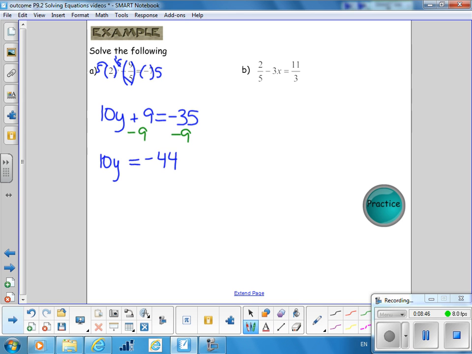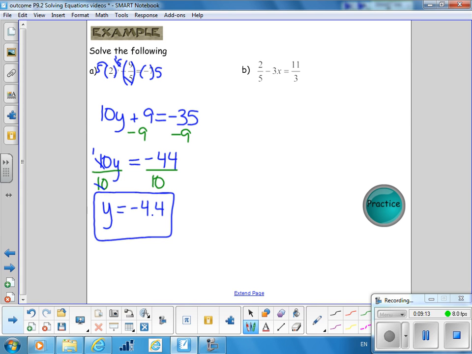So that now is 10 times y. Inverse of multiplication is division. Divide both sides by 10. 10 divided by 10 is 1, so we're left with y. Negative 44 divided by 10 is negative 4.4. There's your answer. So if you don't like fractions, what you want to do is get rid of the fraction.